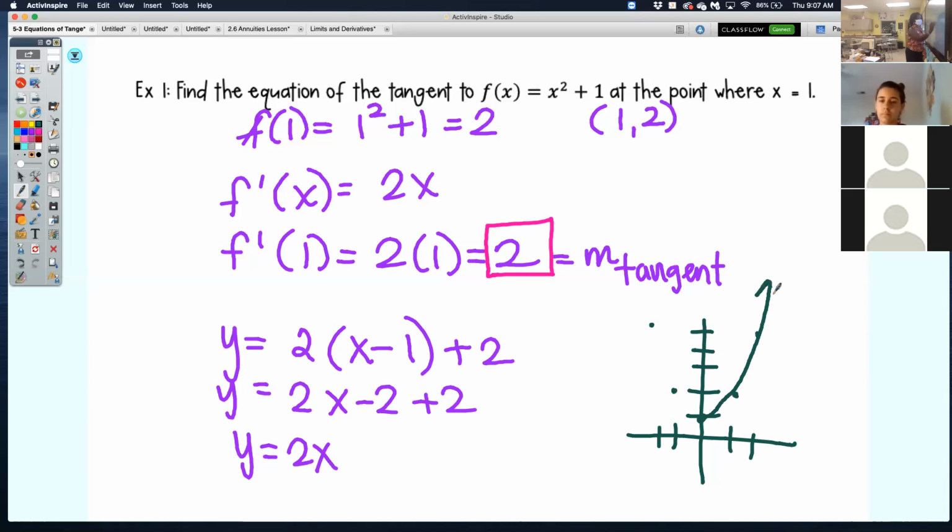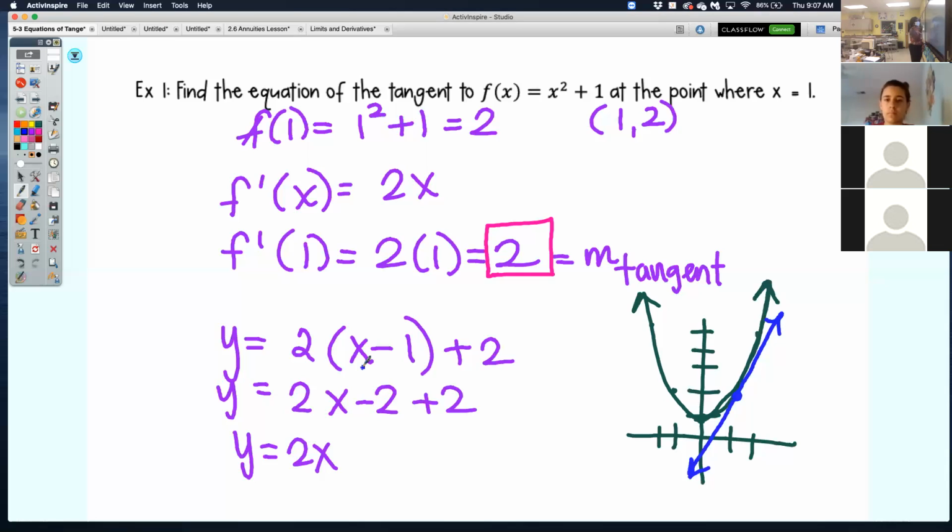And just for that visual, this is the graph of x squared plus 1. It's a quadratic. And so what we just found by having y equals 2x is the equation for the tangent line at the point (1, 2). We found that right there. Miss Anderson? Yes. Where did you find x minus 1 plus 2?